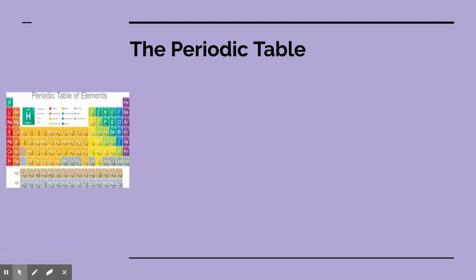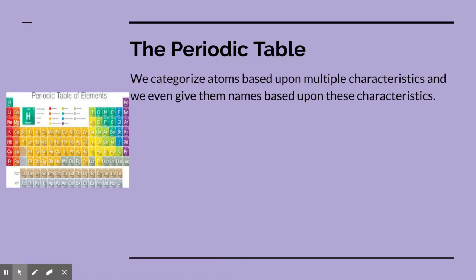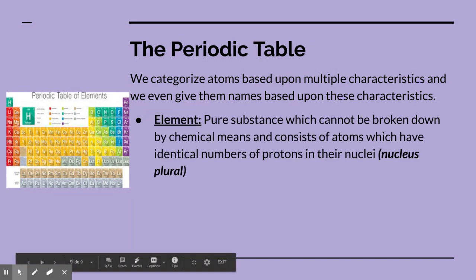Okay. So let's get into the periodic table now. We've seen the periodic table before. We probably have read it and used it in the past, I'm sure. But just to recap, we categorize atoms based upon their multiple characteristics, and we even give them names based upon these characteristics, and we organize all of them in a very particular, very specific manner based upon those characteristics.